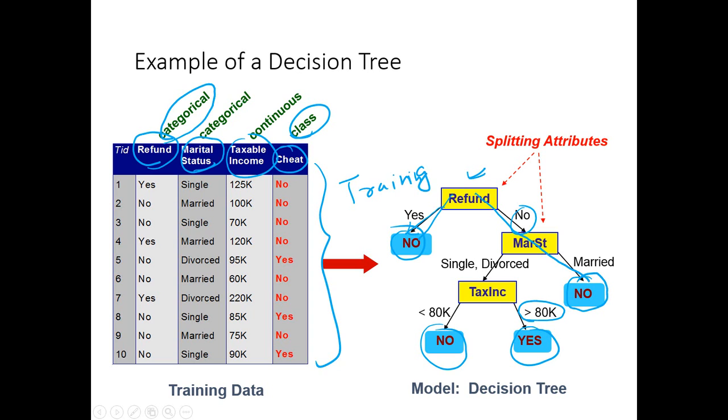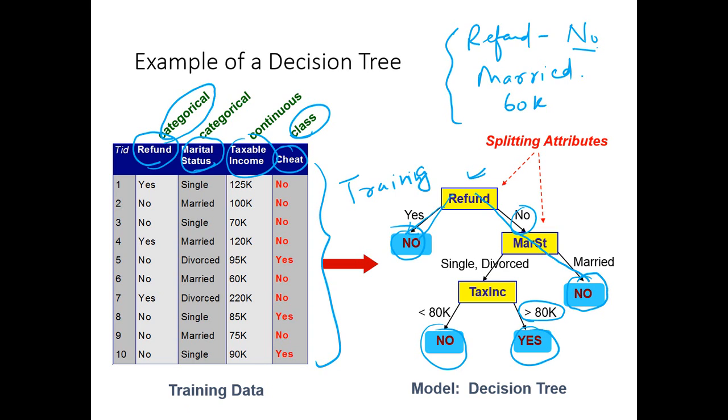So if the given condition is, someone did not refund, he is married, and he has an income of 60K. So what is going to be his status, whether he's going to cheat or not? Okay, so how do we look at it? We just look at the decision tree.